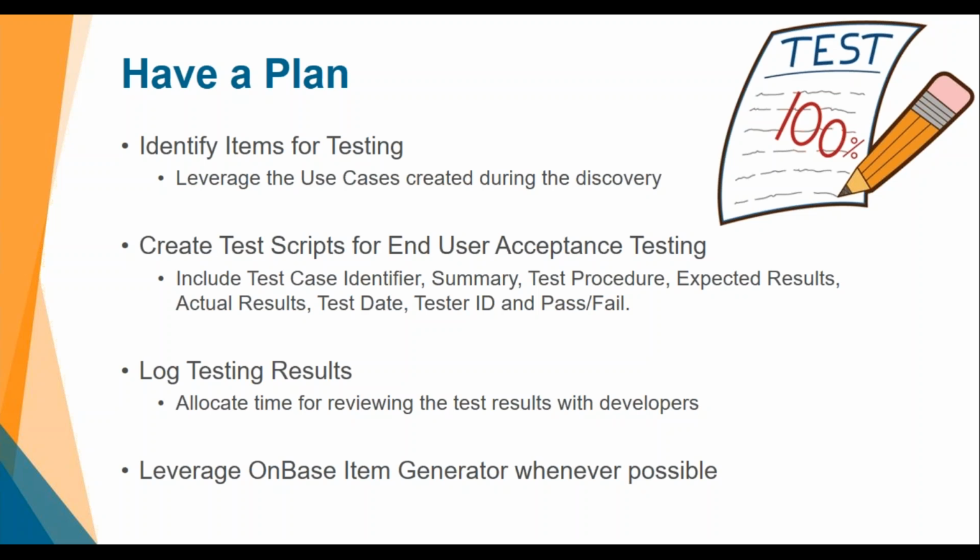You want to log those results because it's very important that you have the results that you can talk to the developers and other people with. And then there's another thing with a newer option in OnBase. You can use the item generator whenever possible. So you can generate items for testing purposes instead of having items that you need to bring in the system, or you need to have different cases. You can use the OnBase item generator to generate those documents for you.